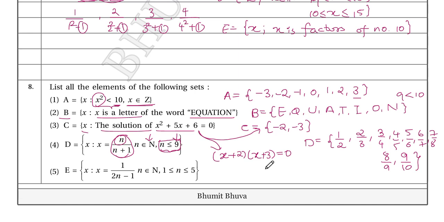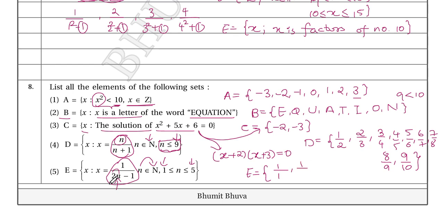Now look at the set E. What is given? X is equal to 1 upon 2n minus 1. N again belongs to natural numbers, and we have to take 1 to 5, so 1, 2, 3, 4, 5 only. So the first element is 1 upon, if you put n is equal to 1 here, 2 ones are 2, 2 minus 1, which is 1, comma.